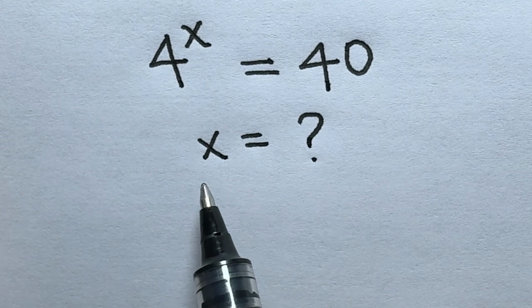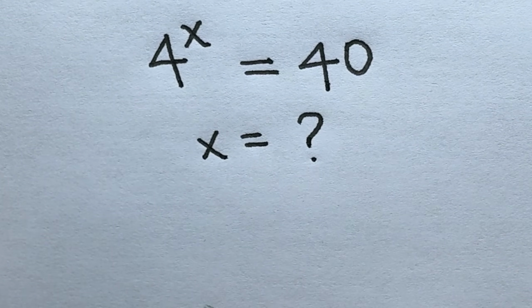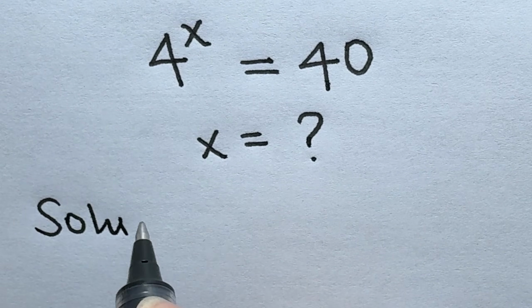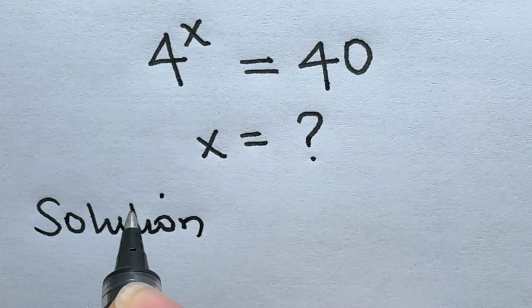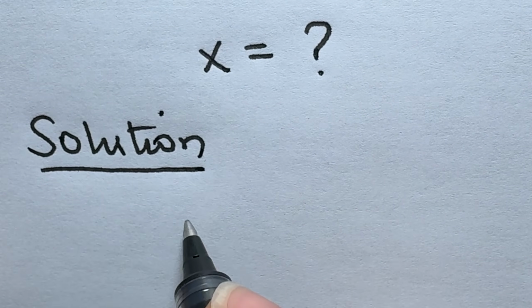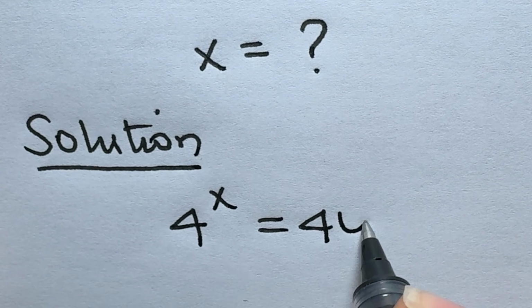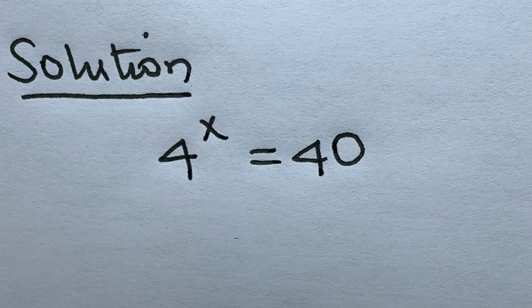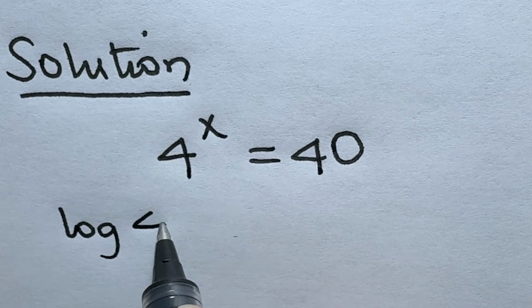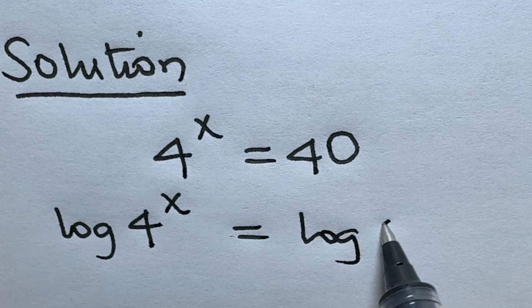In this video, we want to solve for x given 4 raised to the power x is equal to 40. Four raised to the power x is equal to 40. This is an exponential equation, so I'm going to take the logarithm of both sides of this equation. Log 4 raised to the power x is equal to log 40.